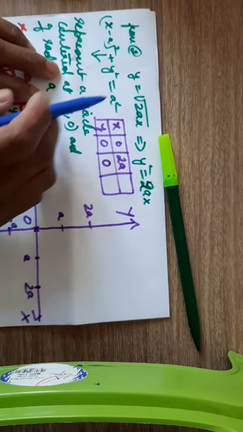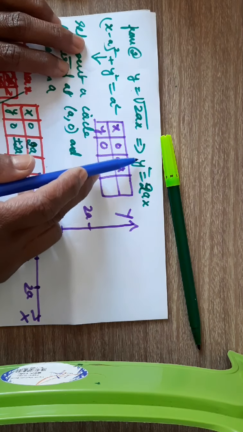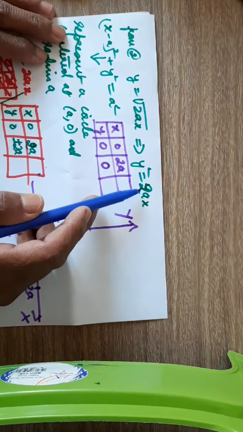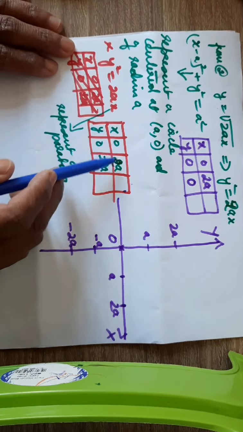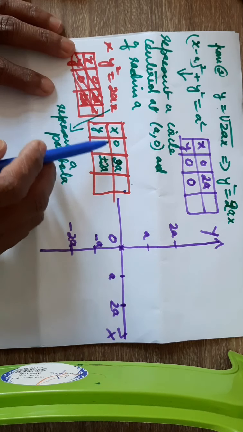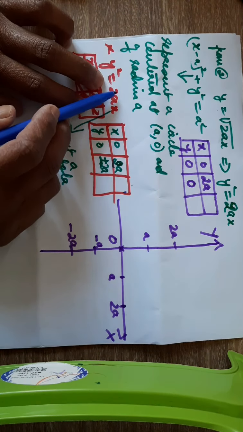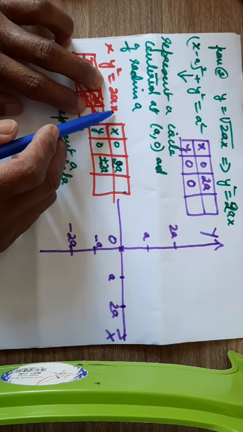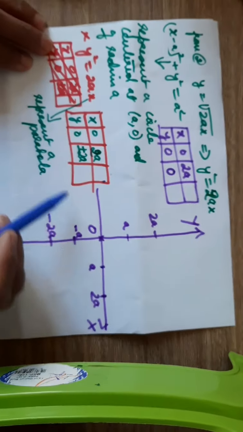Now from the upper limit y equal to square root of 2ax, you can find y square. Y square is equal to 2ax. So for this one you can plot the points in this table. When x is equal to 0, y will become 0. When x is equal to 2a, it will become 2a into 2a, which is 4a square. So y will be plus or minus 2a. And this represents a parabola.